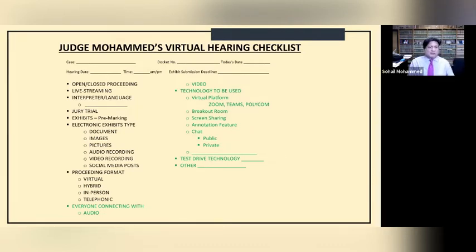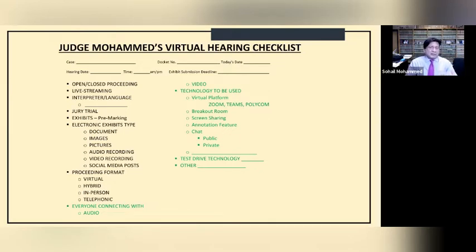Jury trial. Is it a jury trial or a bench trial? If it's a bench trial, there are certain things with witness examination and exhibit marking that we can handle differently. So if it's on the criminal side, if it's on the civil side, if it's a jury trial, there are certain things that we may want to address.